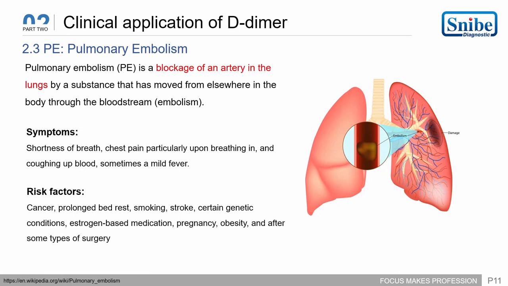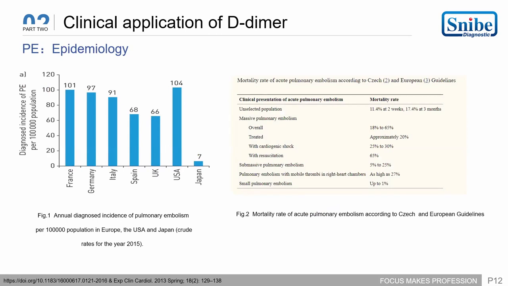If we talk about the epidemiological distribution of pulmonary embolism, on the basis of annual diagnosis, the incidence of PE per 100,000 population in Europe, US, and Japan shows more prevalence especially in France. The diagnosed incidence of pulmonary embolism per 100,000 population is 101 in France, 104 in the USA, followed by Germany, Italy, and then Spain, UK, and Japan.